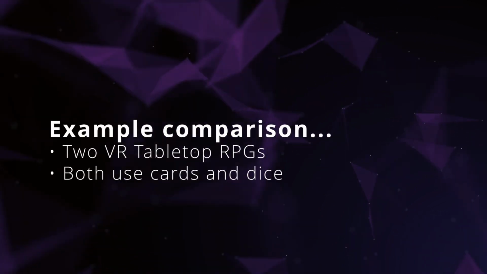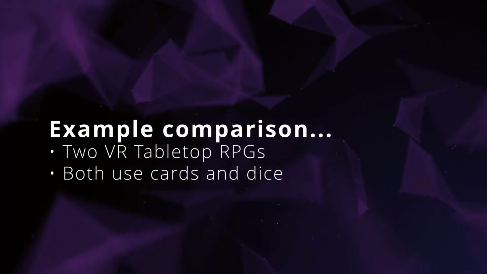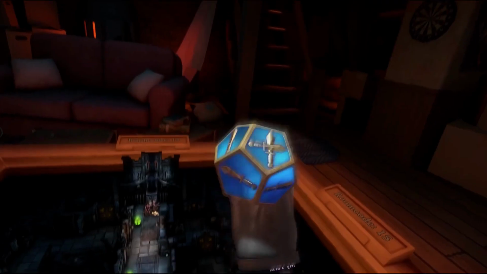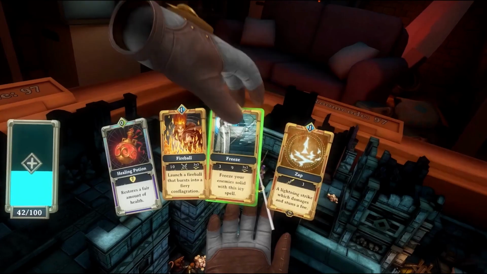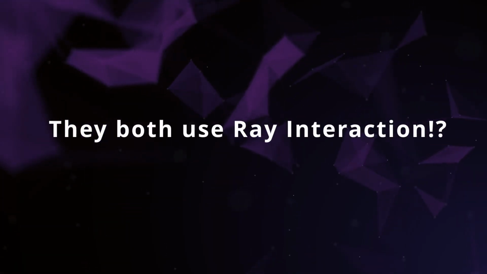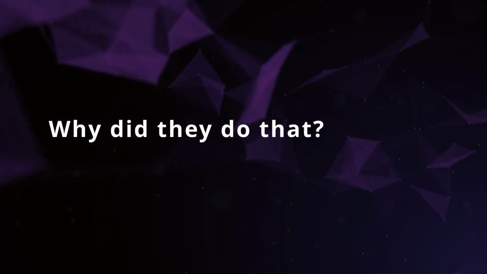So here's a quick example comparison of two VR-based tabletop RPGs. Both of these experiences use cards and dice. Catan VR uses a 2D UI to manage your cards and roll your dice, whereas Demio uses 3D dice and cards that you can grab and move around. Surprisingly though, they both use ray instead of direct interactions. Interesting. Let's stop and think about why they both may have made that decision.